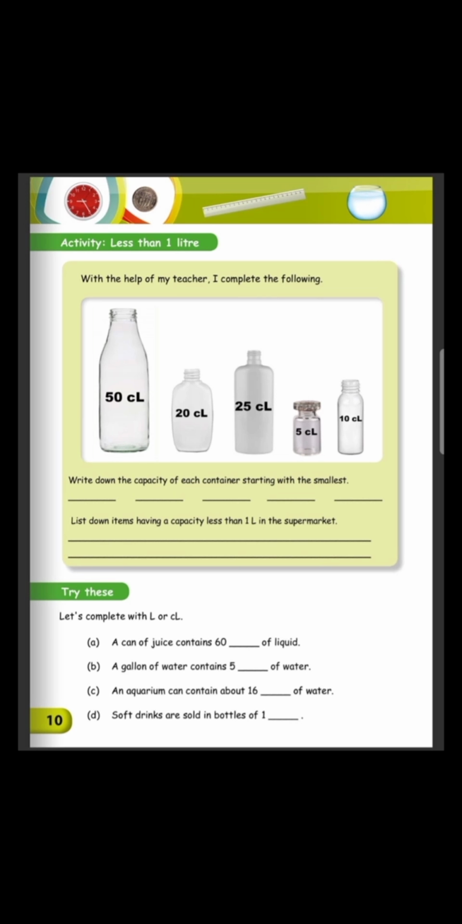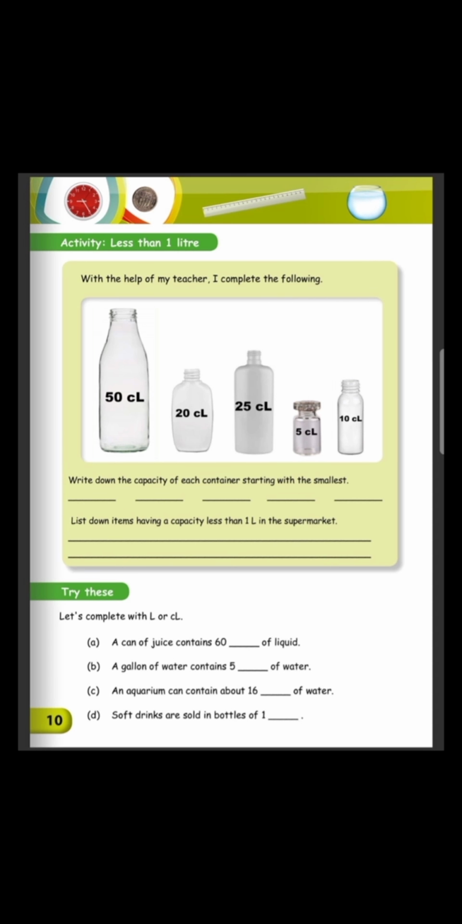We will be using the MIE book part 2. So be ready with your copybook and your pencil case. Page 10 of the book. Less than 1 liter.